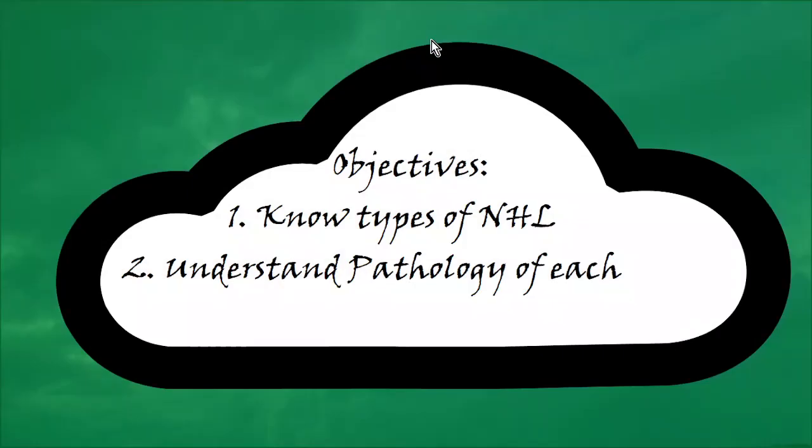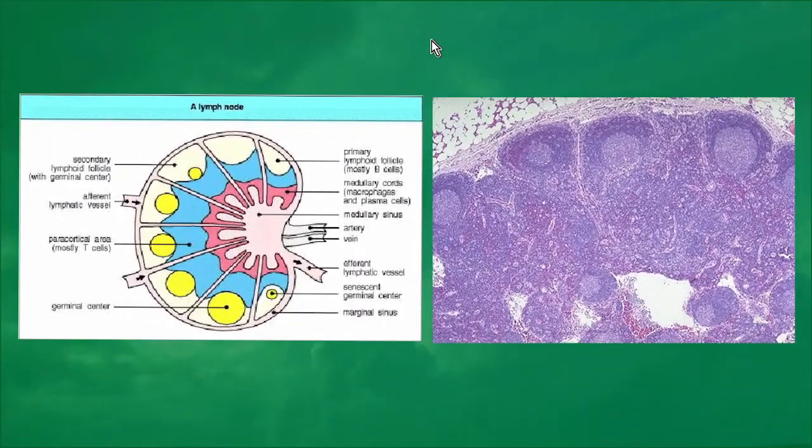The objectives of today's lecture are to know the types of non-Hodgkin's lymphoma and try to understand the pathology of each of them. So before jumping straight into non-Hodgkin lymphomas, it is kind of important to know what the structure of a lymph node is and where all the cells are distributed.